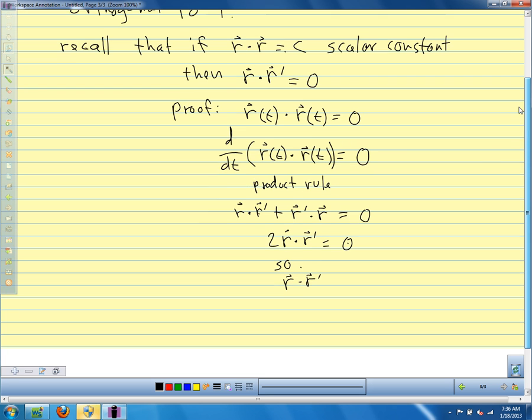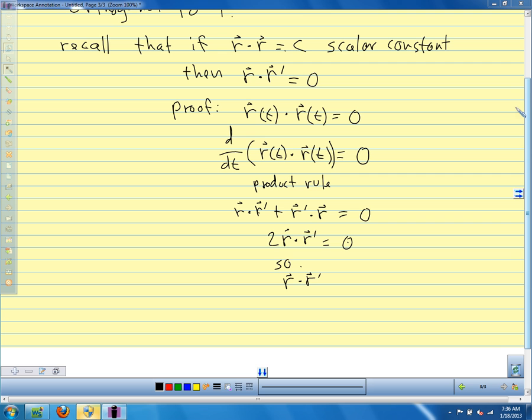I could start out here with a constant instead of 0, because the derivative of a constant is 0. So the answer to your question is yes. I should have written that c there. So r dot r prime equals 0. If the dot product of those two is 0, what does that tell you about those two vectors? They're orthogonal.